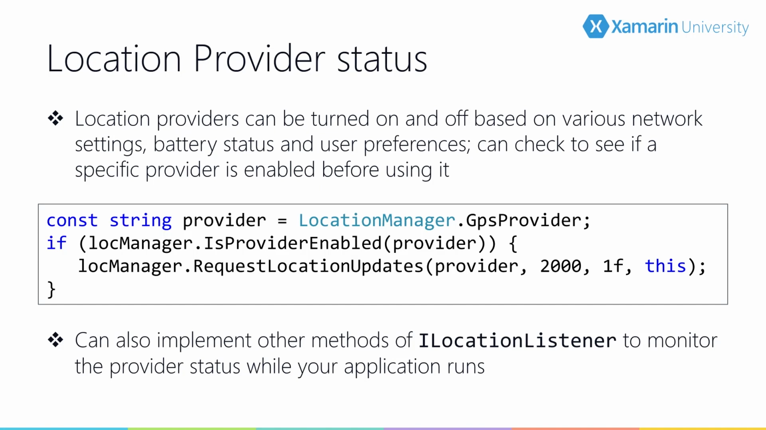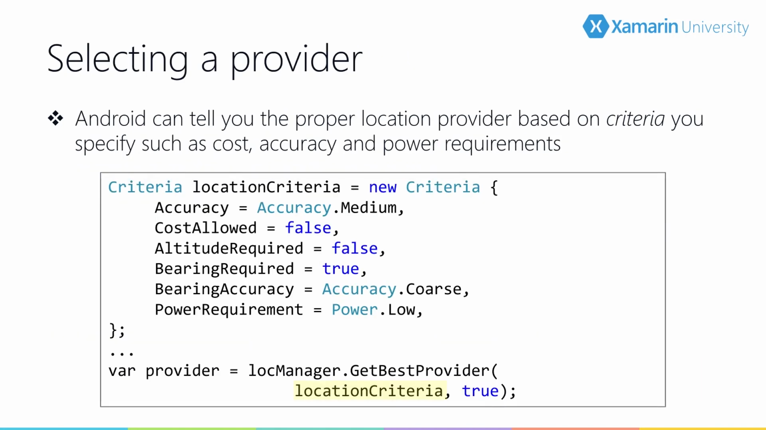This will return true or false based on the current enabled state of the provider. This isn't necessary in most cases though, as you can request location updates from a disabled provider. It just won't do anything until it's enabled, so you won't get any location change events. In addition, as I mentioned earlier, you will get a call to the onProviderDisabled method immediately if the provider is not available.